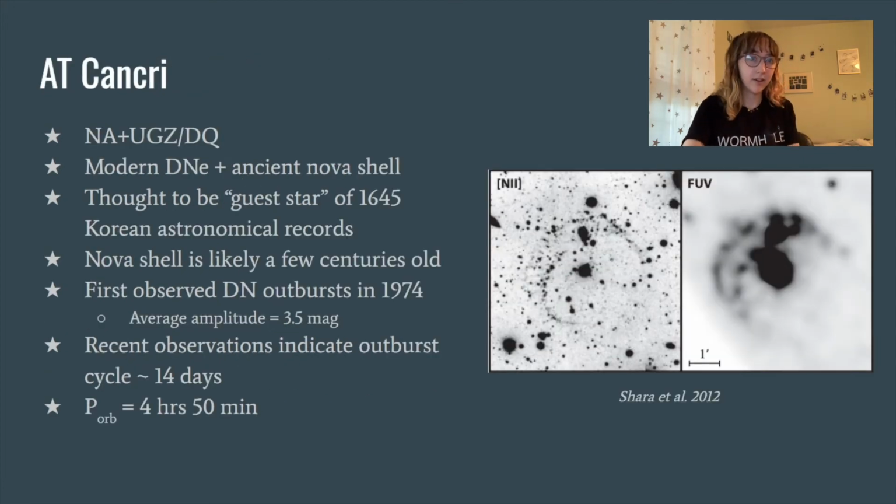This was our first target, AT Cnc. It is actually a modern dwarf nova plus an ancient nova shell, which you can see to the right over here. You can see it even clearer here in far UV. It is likely a few centuries old, and the first dwarf nova outburst was in 1974 with an average amplitude of 3.5 mag. Recent observations indicate an outburst cycle of about 14 days.